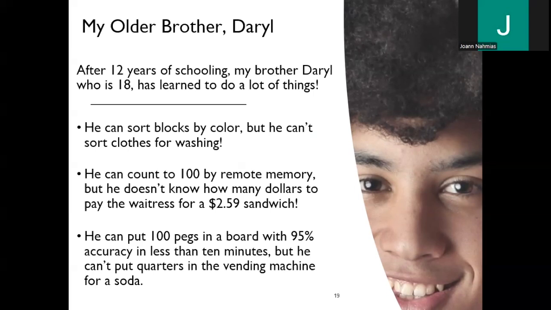He can put 100 pegs in a board with 95% accuracy in less than 10 minutes, showing fine motor skills and focus, but he can't put quarters into a vending machine to buy a soda. So this example shows us why it's so important to write goals that focus on functional real-life skills, skills that help a student succeed independently, not just academically and not just on isolated tasks.